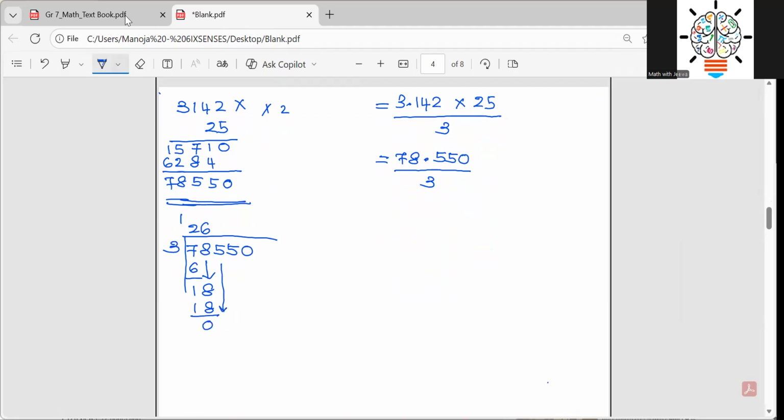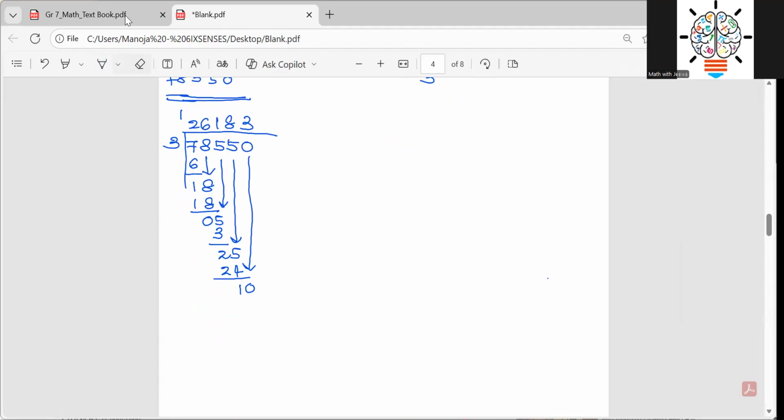You bring this 5 down, right? And 3 times 1, 3. And you get 22. And when you bring this down, that becomes 25. 3 times 8, 24. And you have 1. And then here you have 0. 3 times 3, 9. With your practice, you should know what will happen now. That becomes recurring, right? This becomes recurring like this.